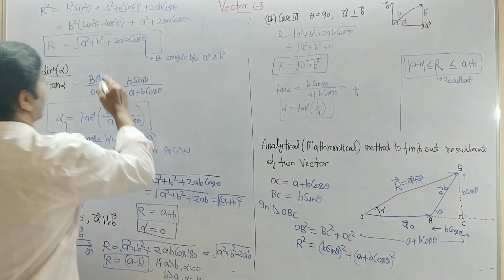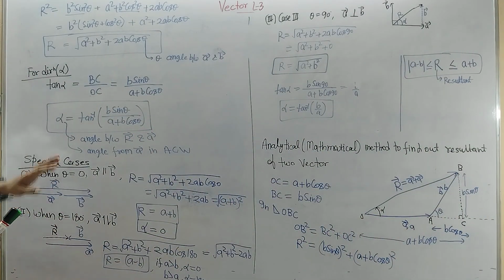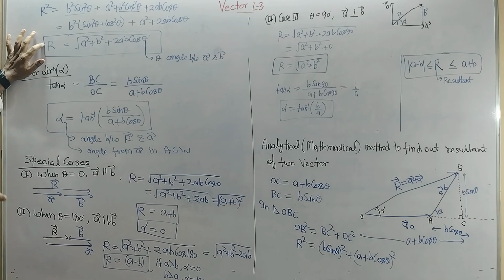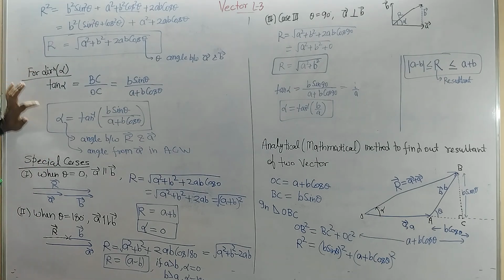This is a very important formula. Always we will calculate the resultant of two vectors using this formula. So we have to remember this formula and this direction, in which direction the resultant is acting. So this is all about addition of two vectors.